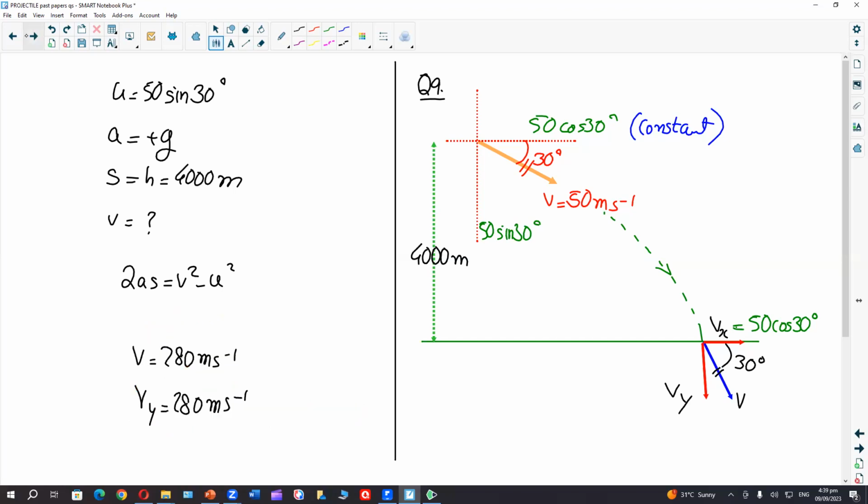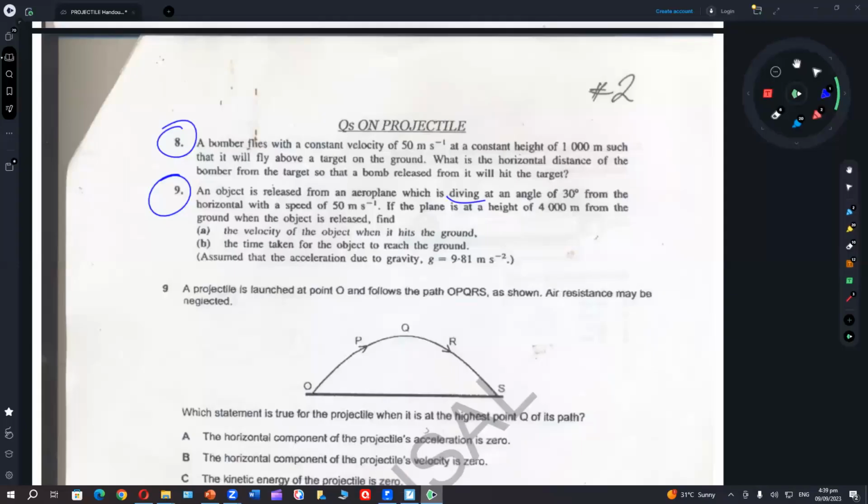Yeah, so basically V squared was 50 squared plus 2 times 9.81 times 4,000. Initially the two components are there, and we need to find the velocity Vy, which we got as 280. So you have to make it a component figure again, because this is the component here. You have to read the question: you have to find the velocity of the object when it hits the ground. He's asking for resultant velocity. Then can you check the answer?